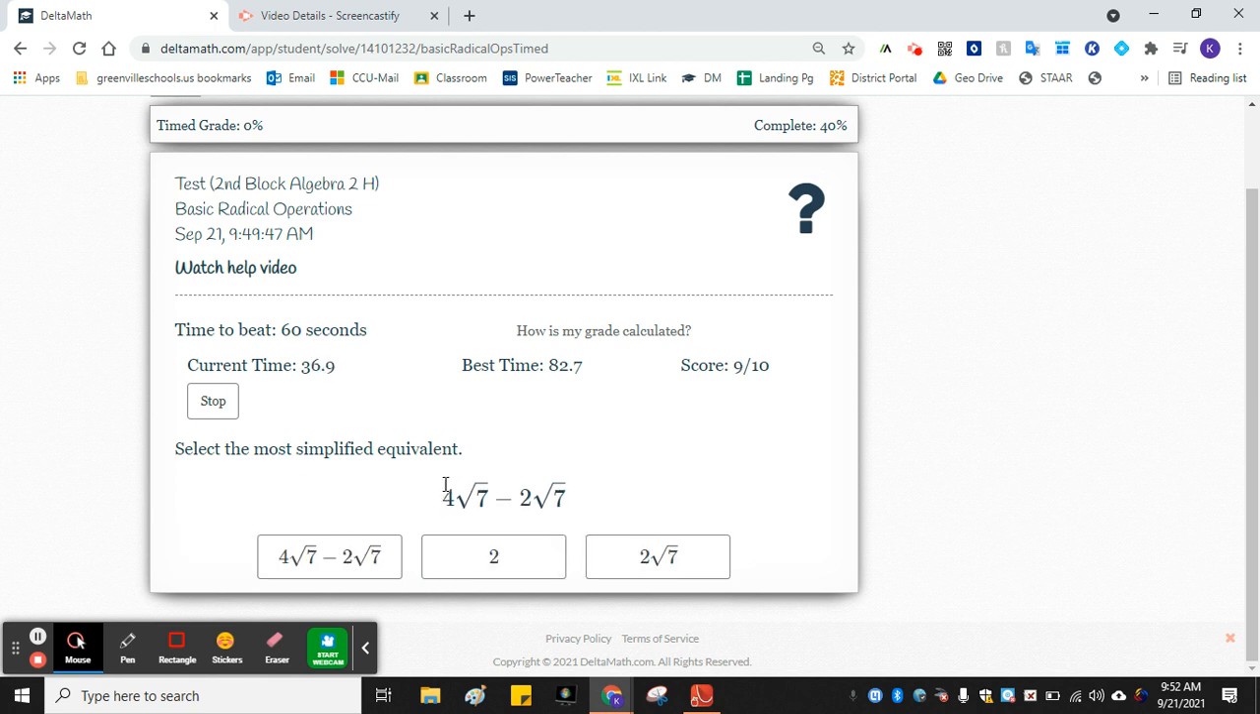They're like terms, so you subtract them. 4 minus 2 is 2, and you keep the square root of 7. There you go. So, 10 out of 10, I'm done.